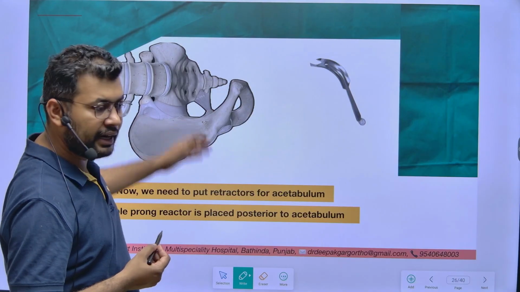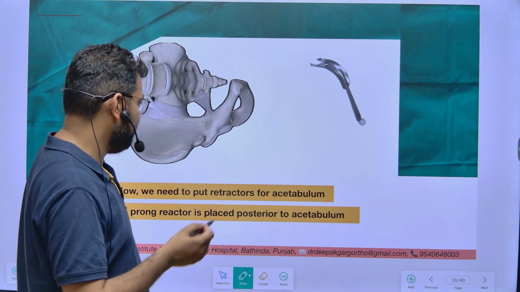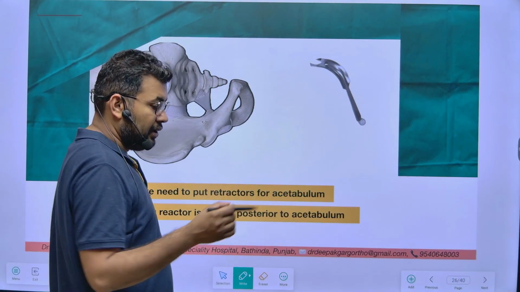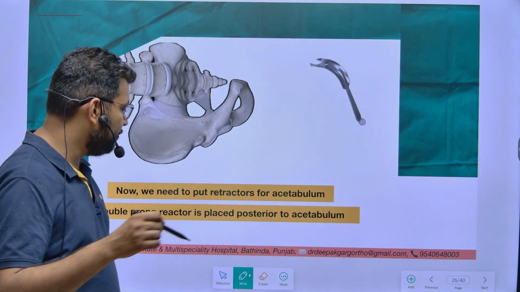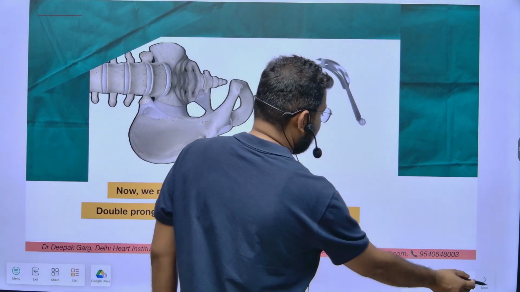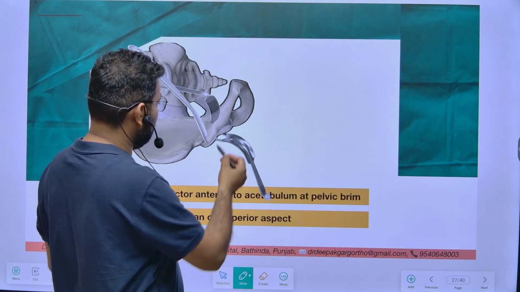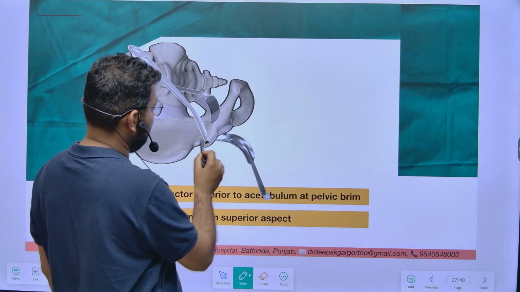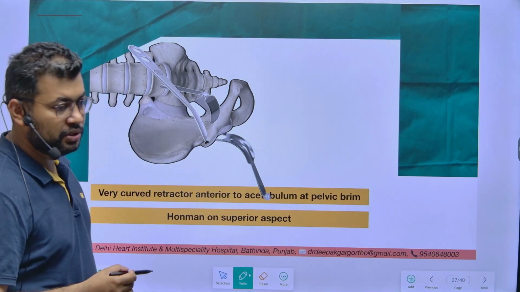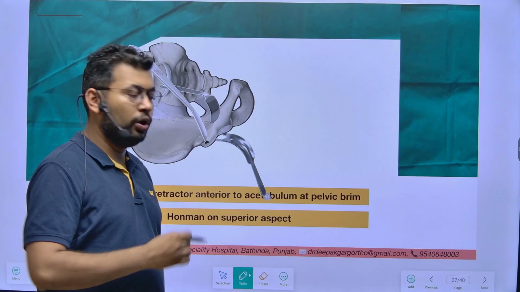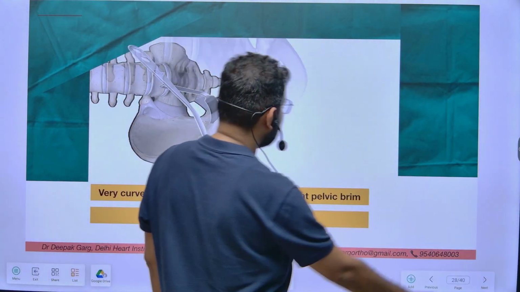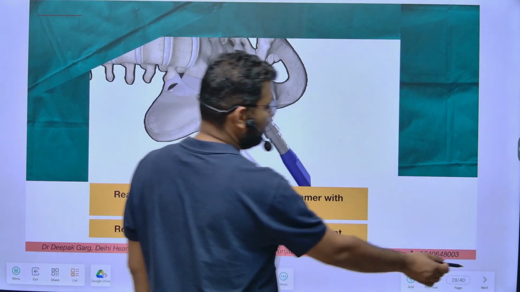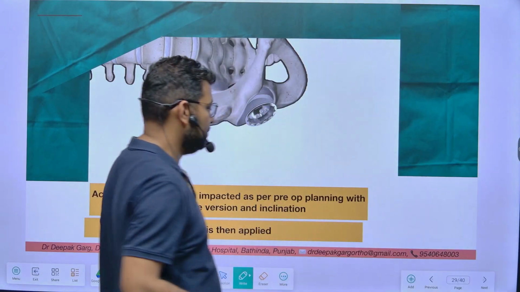So our one retractor that is on the pelvic brim is there. Our lateral retractor we will remove, and then we will put one inferior to the acetabulum, and one retractor we will put on the superior aspect of the acetabulum. This way we will expose the whole of the acetabulum, and then we will start reaming, and then we will put the final hip implant.